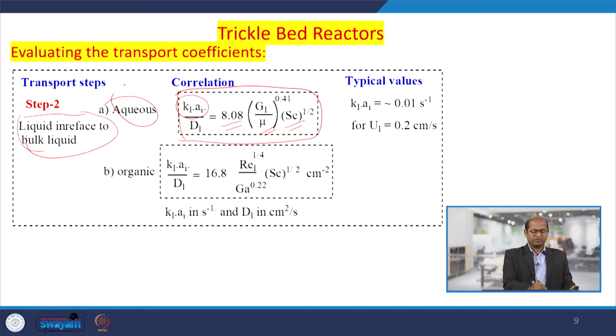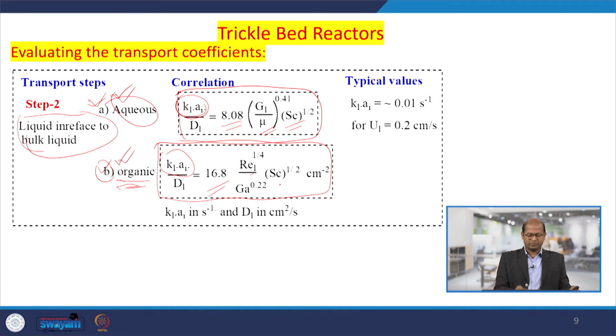If it is aqueous solution, there are two cases, when component A is the gas and component B is the liquid, that liquid may be aqueous or may be any organic solvent or organic component. If it is aqueous, then these correlations we have to use. If it is organic, then correlations B we have to use to find out KLAI. Let us say component B as a reactant is organic. So, then these correlations we have to use, using Reynolds number, Schmidt number, Galileo number. So, then KLAI in terms of second inverse we can find out.